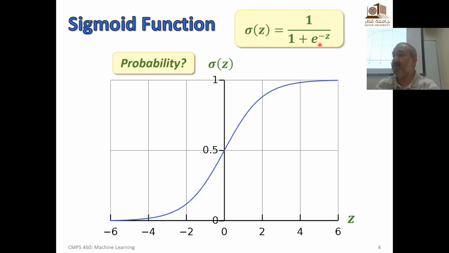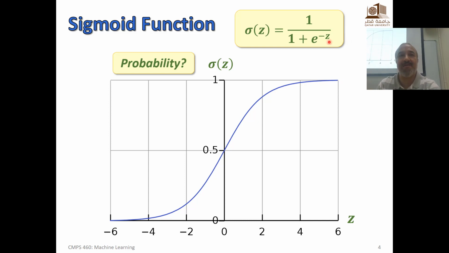Next, if z is infinity, e to the power minus infinity is 1 over e to the power infinity, right? So what is e to the power infinity? Infinity. 1 over infinity? Okay, so this is 0. So 1 over 1 plus 0 is 1. So when z is approaching infinity, we'll get 1.